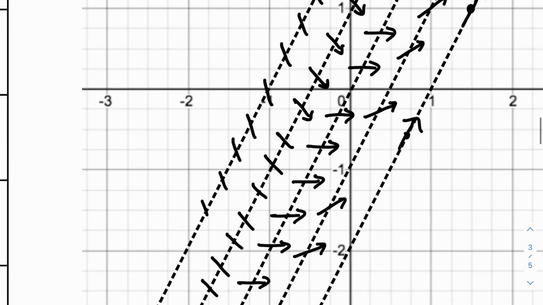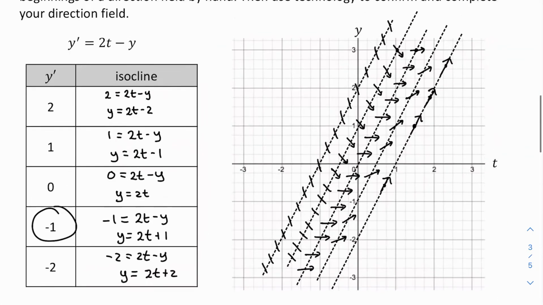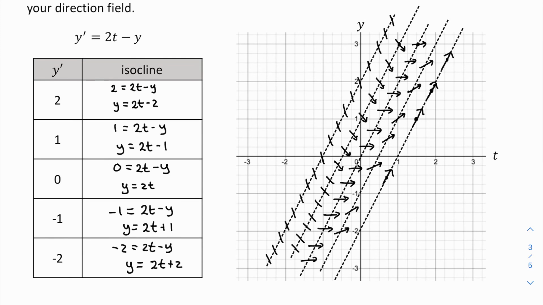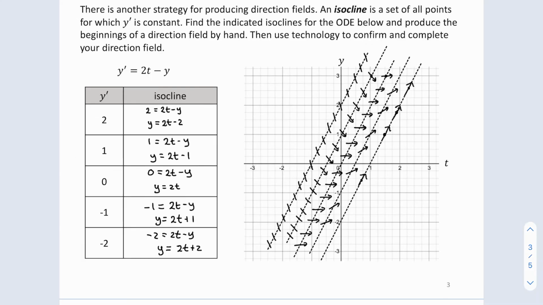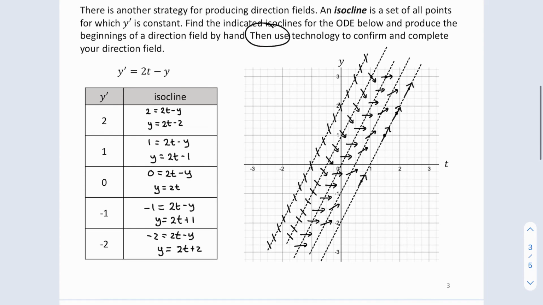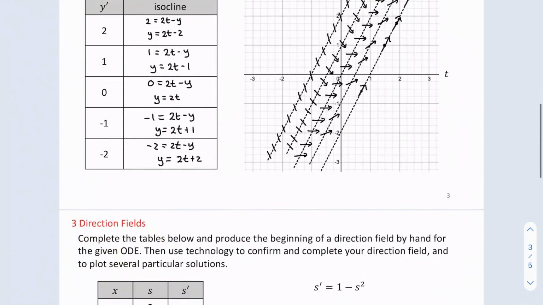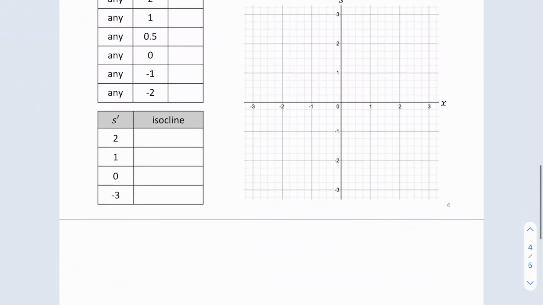Obviously doing this by hand is not ideal. That's why we have the software to do it for us, but I just want you to know what the software is doing for us. And this method of isoclines is a fast way to get a whole bunch of arrows. Okay, we've already used the technology to complete the direction field. It's the same direction field that we have right there. And let's move on to the next and final slide here.